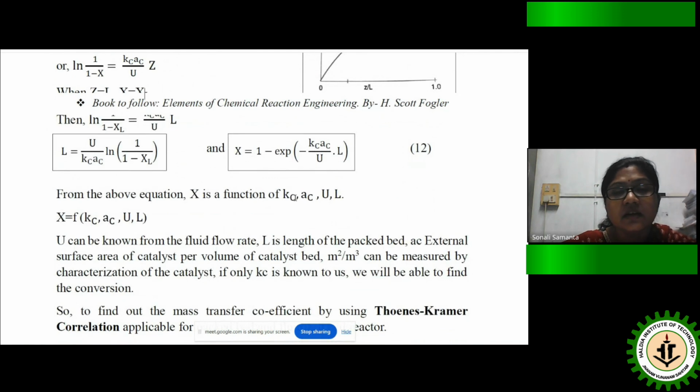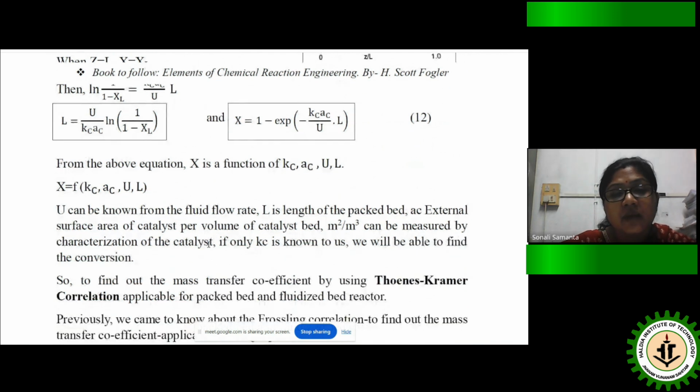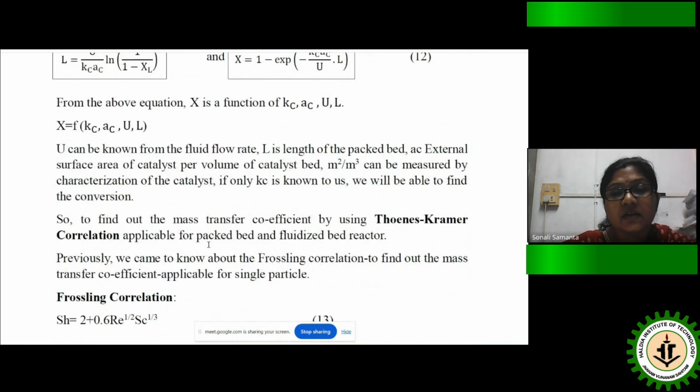What is Kc? Kc is the mass transfer coefficient. To find out the mass transfer coefficient, we need a correlation. This is called the Thoenes-Kramers correlation. The Thoenes-Kramers correlation is mostly applicable to find out the mass transfer coefficient for packed beds and fluidized beds.